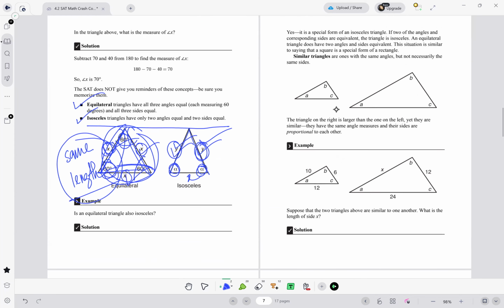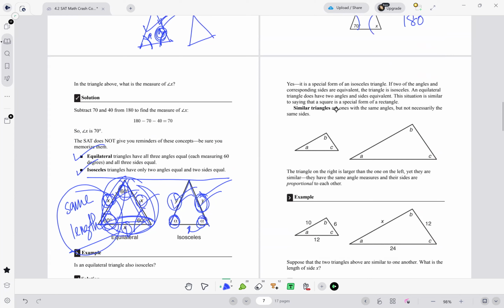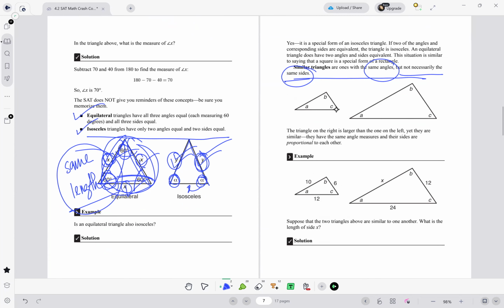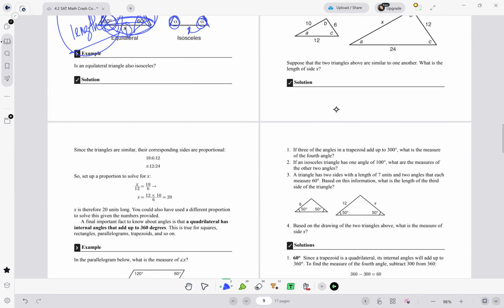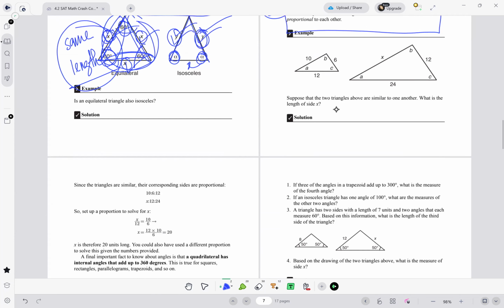Okay, so similar triangles are ones that have the same angles, but not necessarily the same sides. Same angles, but not the same sides. The triangle on the right side is larger than the one on the left, yet they are similar. They have the same angle measures, and their sides are proportional. You just need to look over these theories and definitions, because these things are quite important, since they are just trying to recall what you have read in your previous classes.